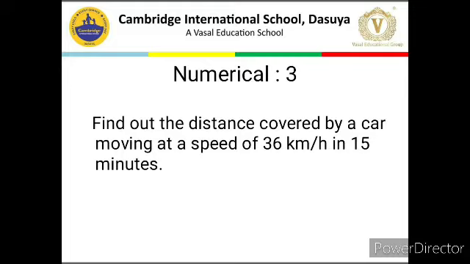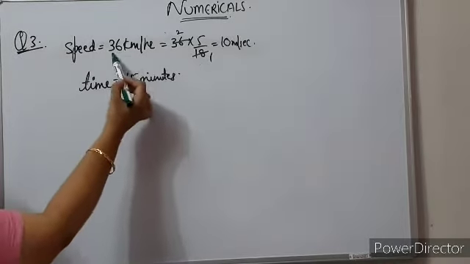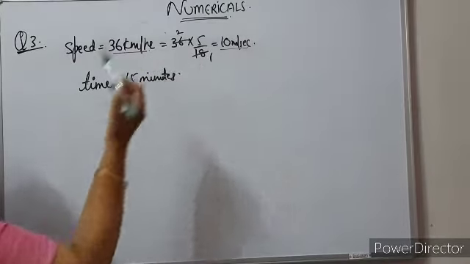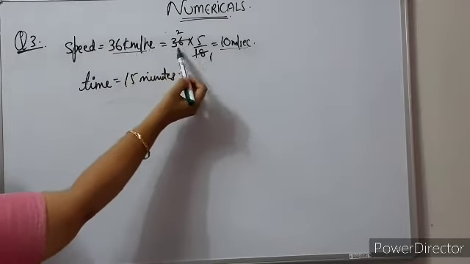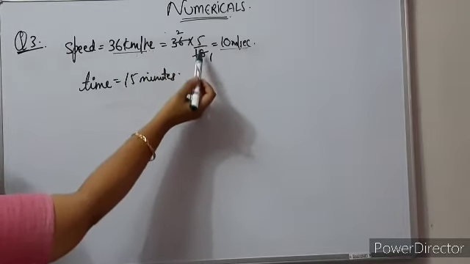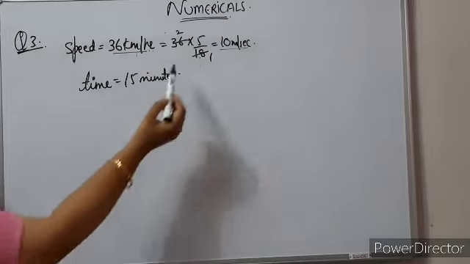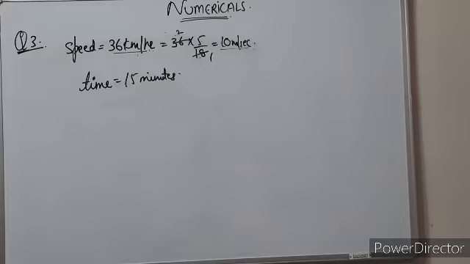So let's do it. This is a simple question based upon speed, distance and time. It's given to find out the distance covered by the car moving with the speed of 36 km per hour and the time is 15 minutes. First of all, speed is 36 km per hour. We convert it into meter per second. How to do that? You can also do 1000/3600, cancel it, you will get 5/18, or you can directly write 36 multiplied by 5/18. When you cancel it out, 18 ones are 18, 18 twos are 36, so 2 multiplied by 5, 10 meter per second is your answer.